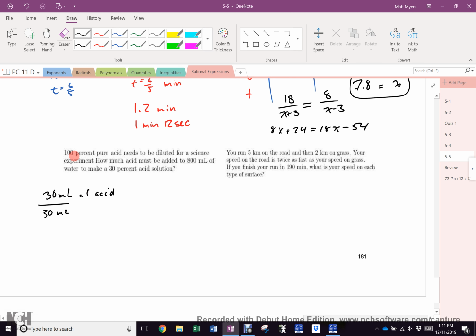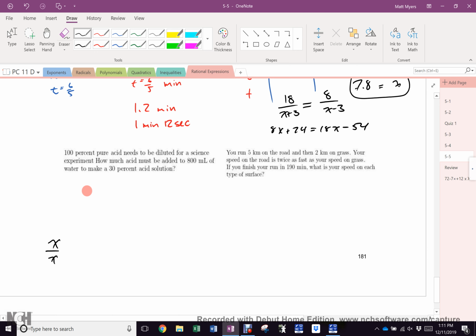Okay. 100% pure acid needs to be diluted. How much acid do I have? Read the question. 100% pure acid must be diluted. Do you know how much acid I have? No. So what do I give it? X. X over what? To be 100%, it had to be 30 over 30. So what's the X? X over X. That's 100%, right? Everyone agree?